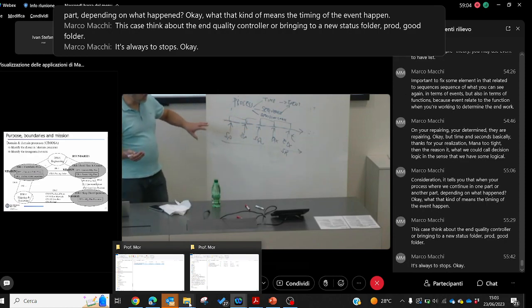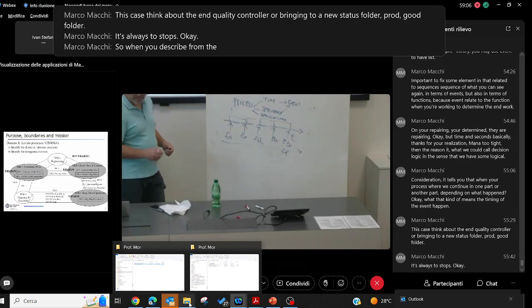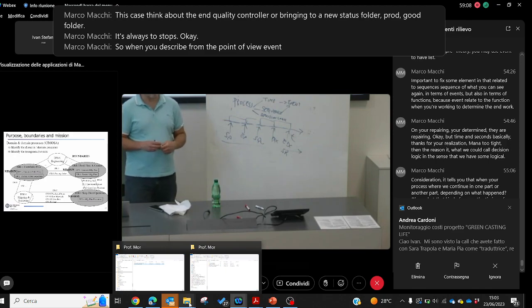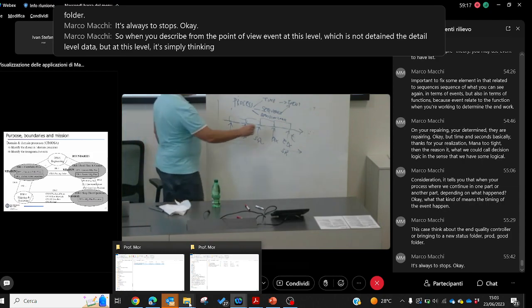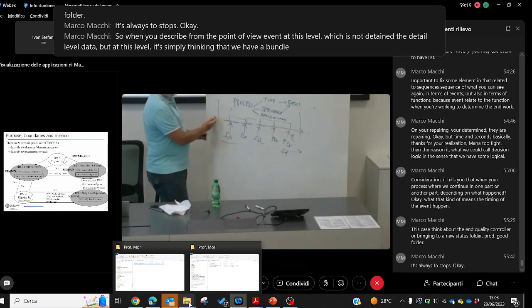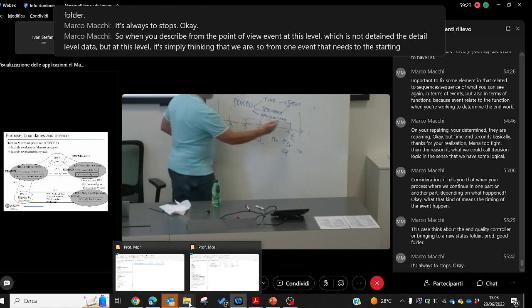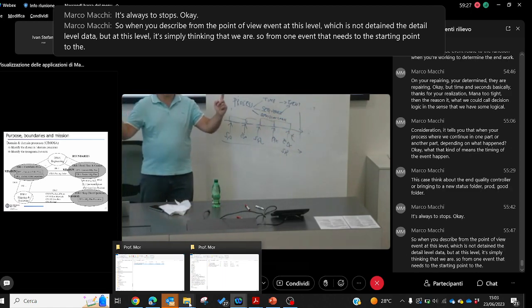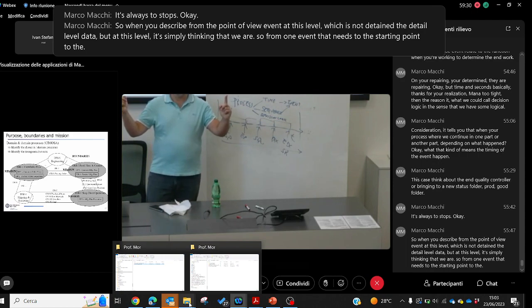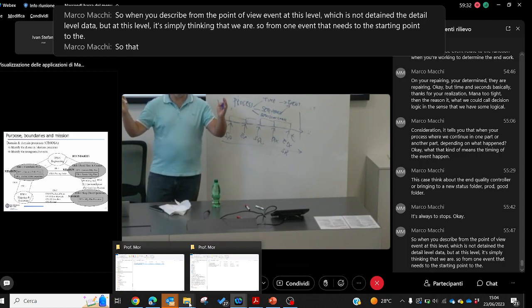So when you describe from the point of view of event, at this level, which is not detailed, the detailed level will be analyzed later. But at this level, it's simply thinking we have a boundary. So from one event that is the starting point to the event that is the end of the process. So there are events that delimit the boundaries.